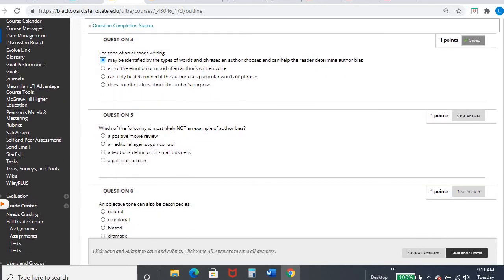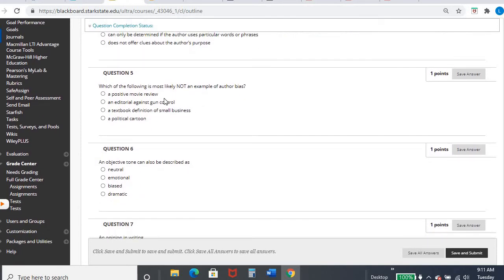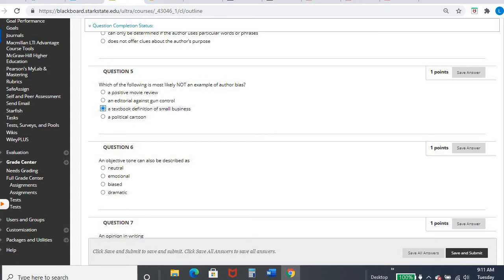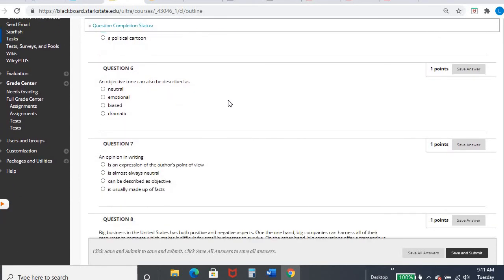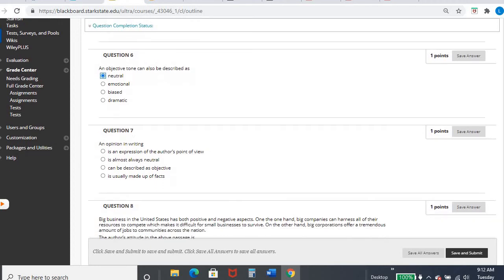Number 5, which of the following is most likely not an example of author bias? Anything that has a qualifier there, positive, that is an example of bias. Against, that's an example of bias. Political cartoons have bias inherent to them. So a textbook definition is not an example of bias because that should be unbiased. All right, objective tone can also be described as what? Objective means straightforward or neutral. It means there is no bias present.